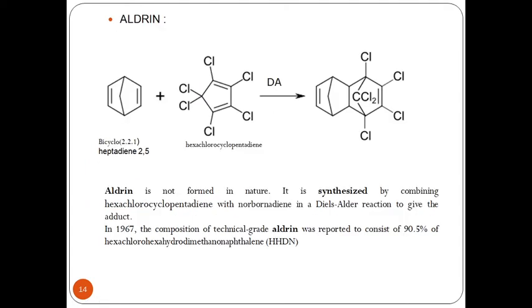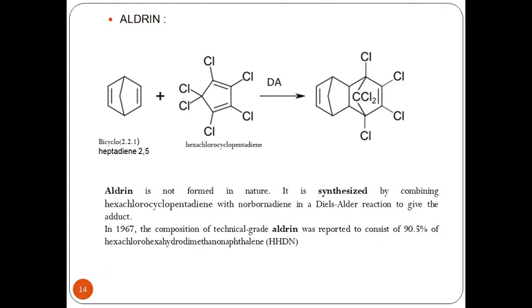Aldrin is basically completely synthesized in the laboratory. We do not get aldrin under naturally occurring circumstances. So aldrin is not formed in nature. It is synthesized by combining hexachlorocyclopentadiene with norbornadiene in a Diels-Alder reaction to give the adduct. Again, this is a typical example of a Diels-Alder reaction.